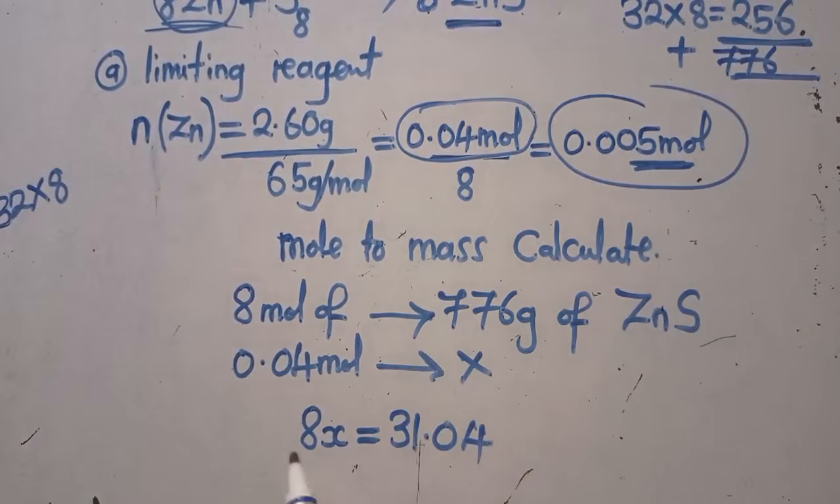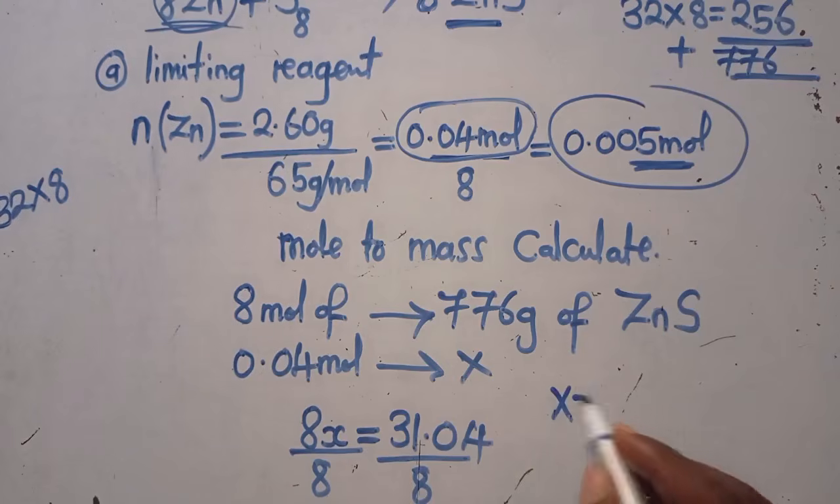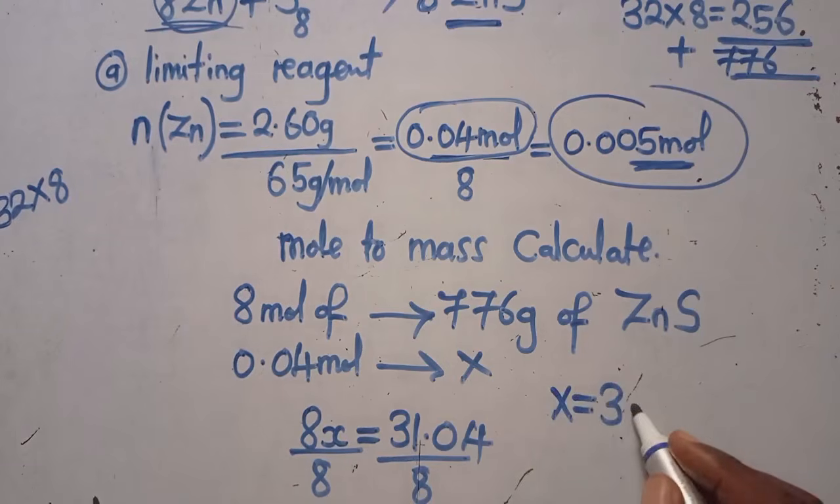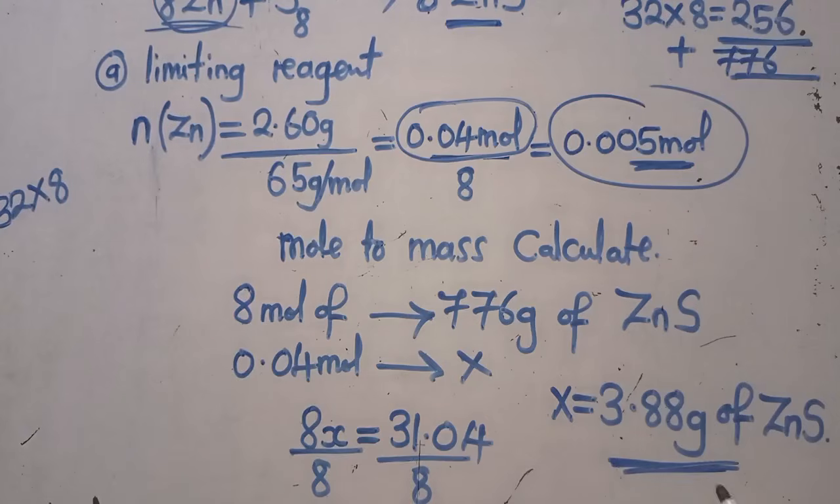31.04. I divide it by 8 both sides. So this same one, divide by 8. What is the answer? If I divide by 8, x will be equal to 3.88 grams. Of what? I conclude. Of what? Zinc sulfide. So this is the mass. This is what I need to do.